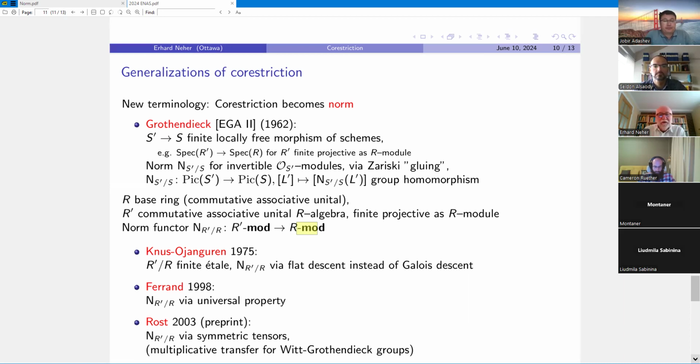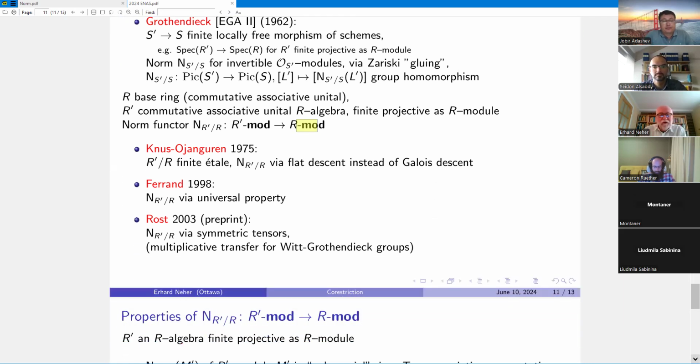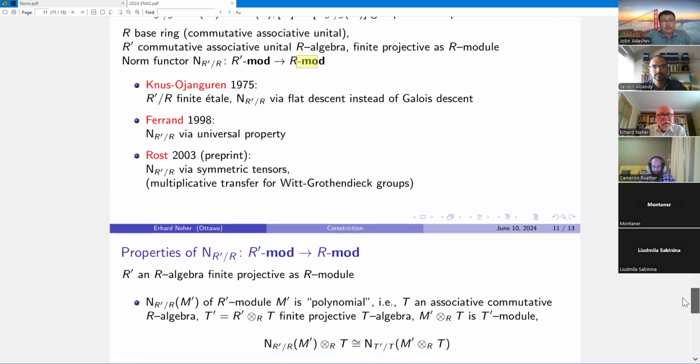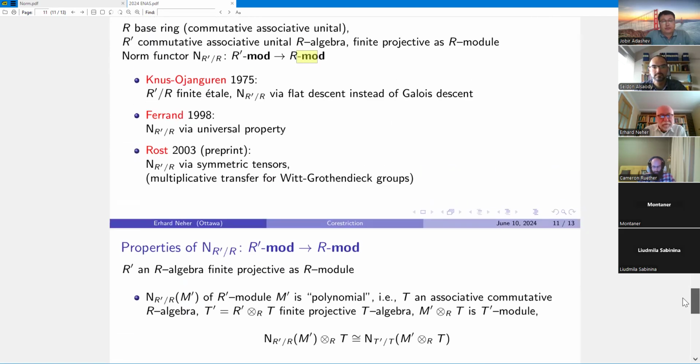Now, I didn't tell you the definition, but at least I would like to tell you some of the properties. So this norm, in the general setup, where R is our base ring and R prime is an R algebra which is finite projective as an R module, is actually a polynomial, something which is difficult to see if you just look at fields. And it's polynomial in the following meaning.